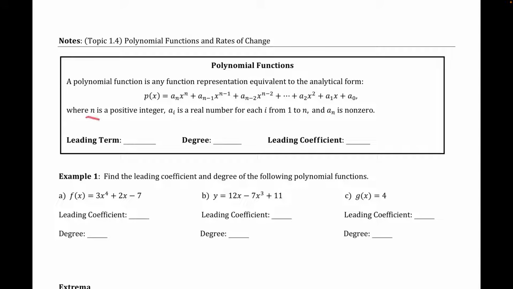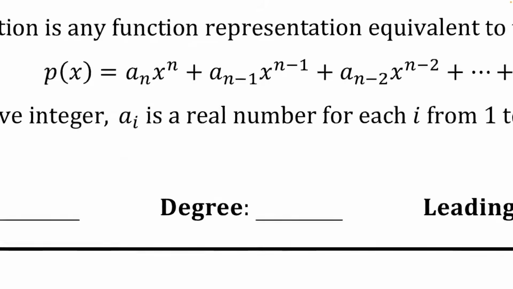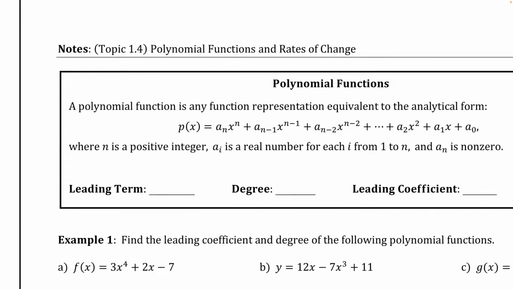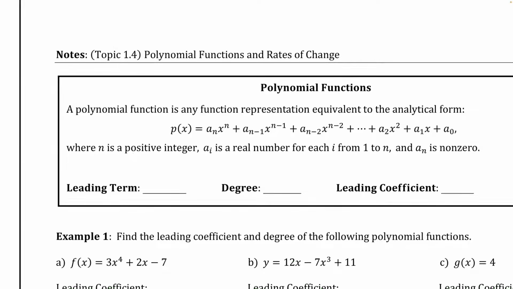It tells us that n is a positive integer, a_i is a real number, like all these numbers out front are real numbers. Well, a_i is a subscript i. So a subscript n is a number, a subscript n minus 1 is a real number like 2 or -7 or something like that, right? Or artificial intelligence, depending on what we're talking about.